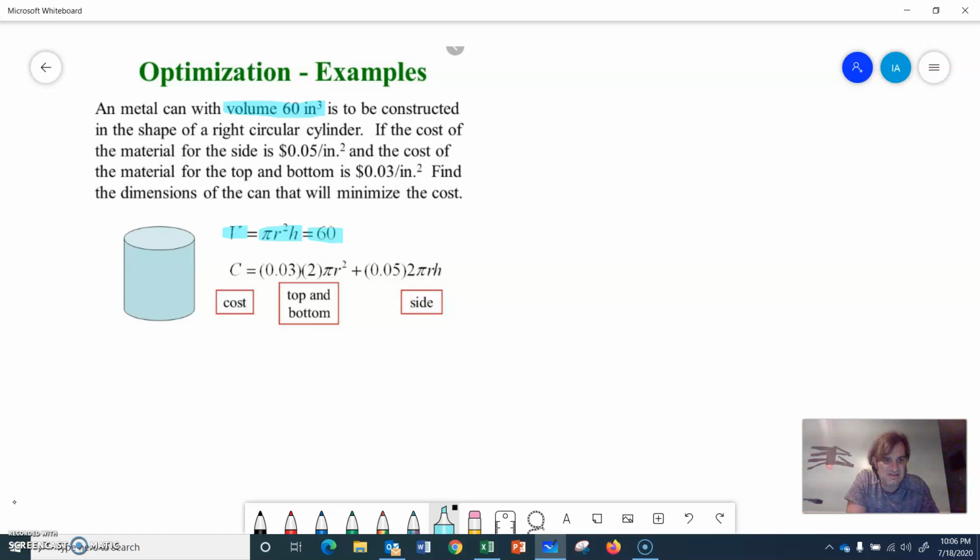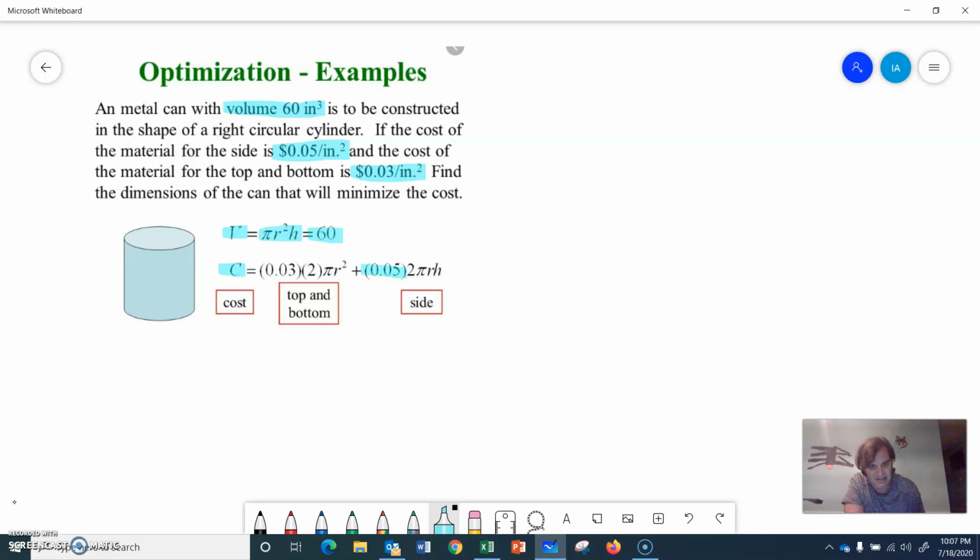If the cost of the material for the sides is a nickel per square inch, and the cost of the material for the top and the bottom is 3 cents per square inch, find the dimensions of the can that will minimize the cost. So here we're trying to build a cost formula. So we're told that the sides of the cylinder are going to cost 5 cents per square inch. So over here is that 5 cents.